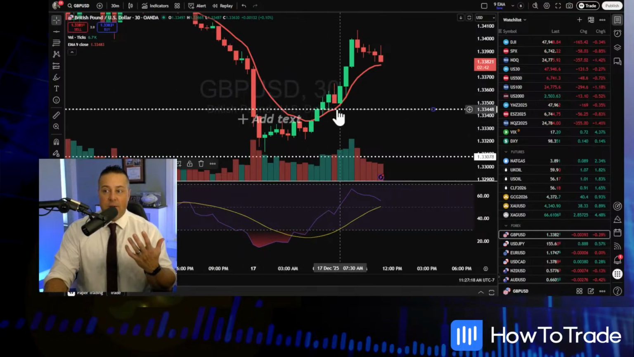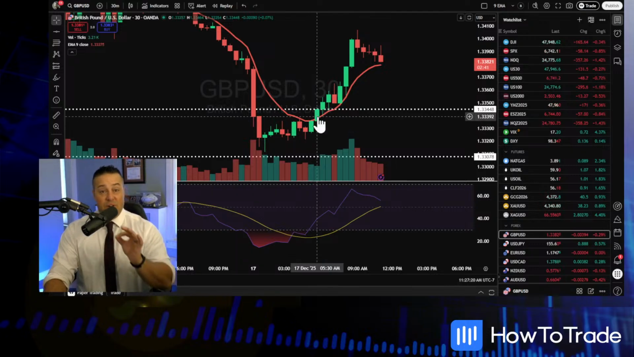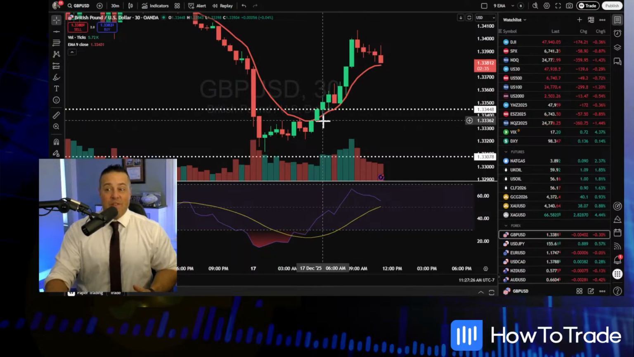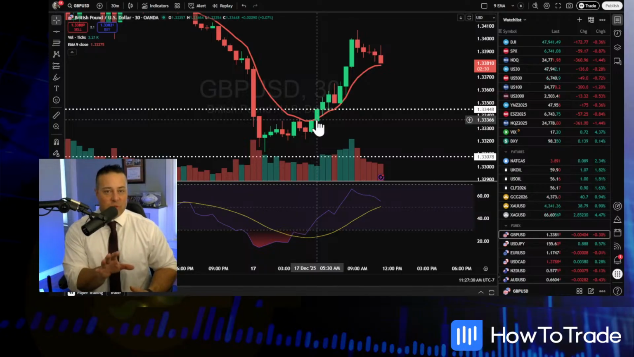Right there. You want the first bar close up over the 9 EMA. Okay? What does that mean exactly? It means you want the first bar close over the 9 EMA. That's your buy signal. That's your trigger. That's what gets you into the market.